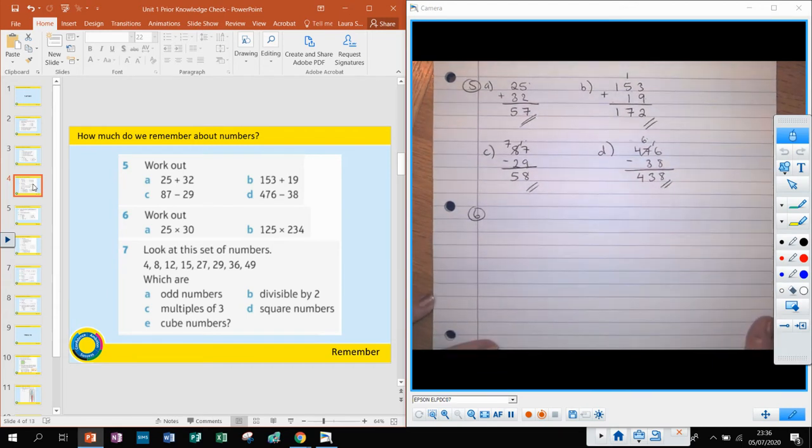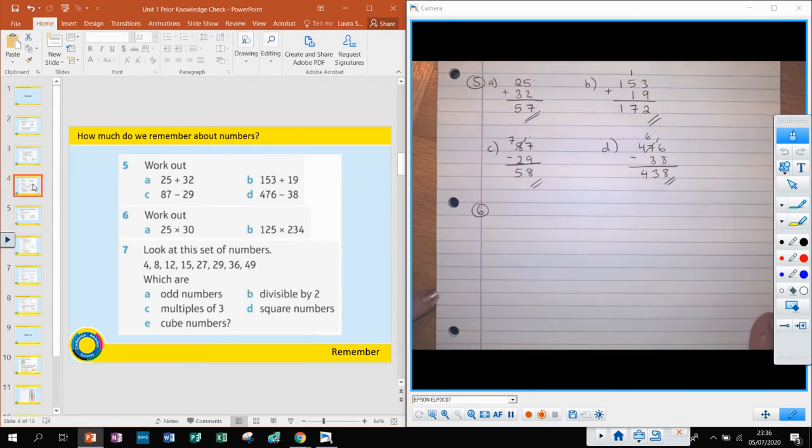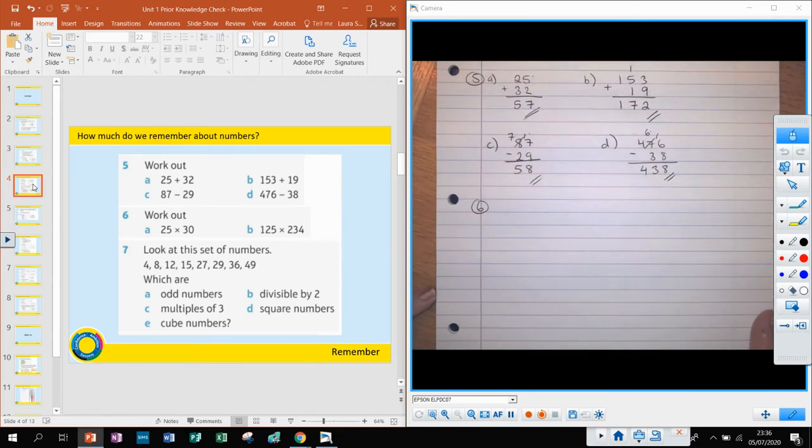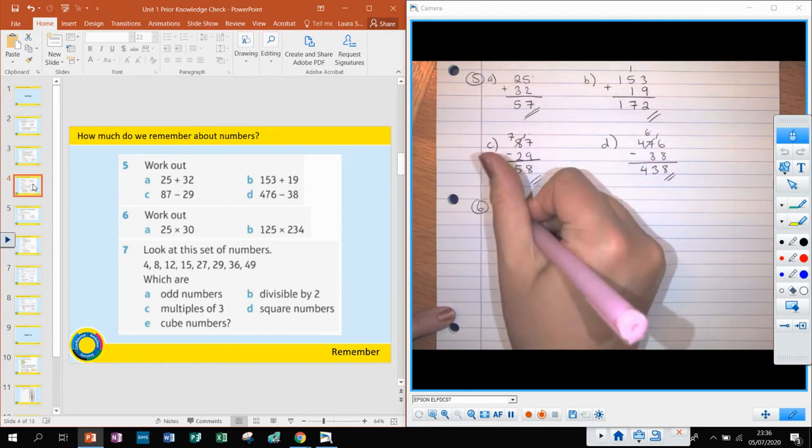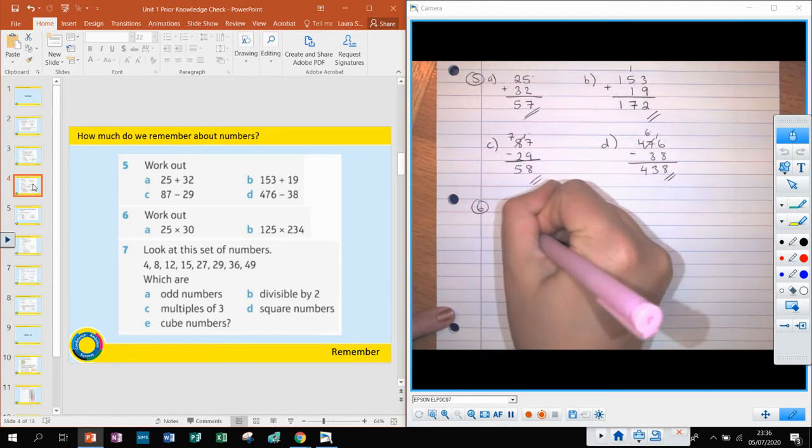Question 6, we are multiplying. Okay, I'm going to teach you 2 methods for this, all right, because I want you to choose what you prefer. All right, the first method we are going to do is a column method.